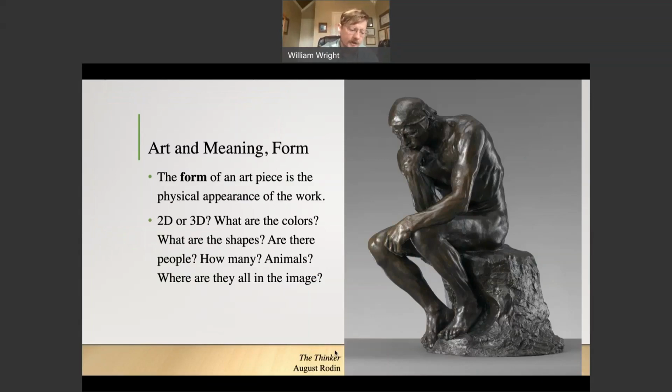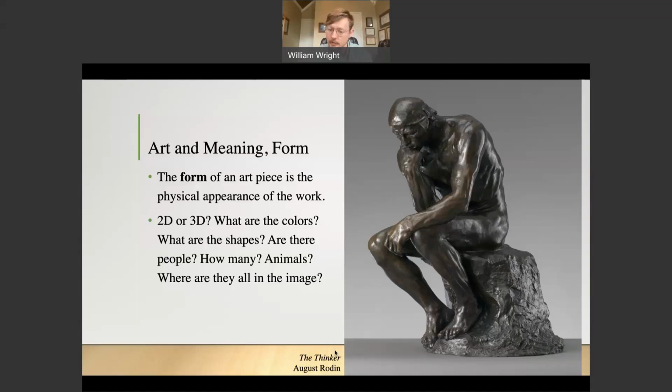Now I do want to separate form from content. So the first slide here that I want to talk about is the form of an art piece, which is the physical appearance of the work. Is it 2D or 3D? What color is it? What are the shapes? Are there people? How many? Are there animals? Where is everything in the image, right? So what are these things? What's physically going on in it?